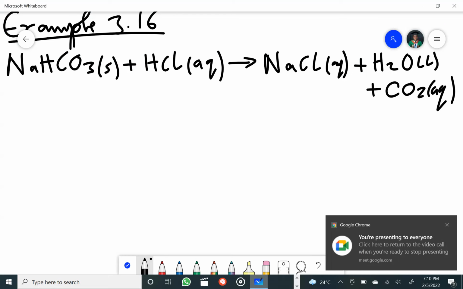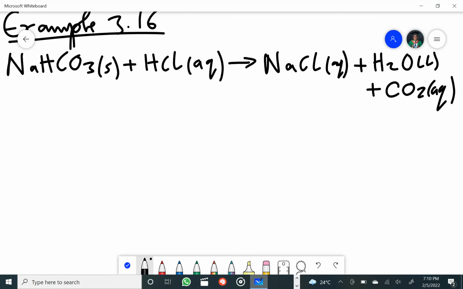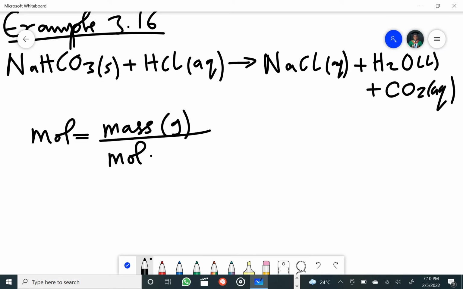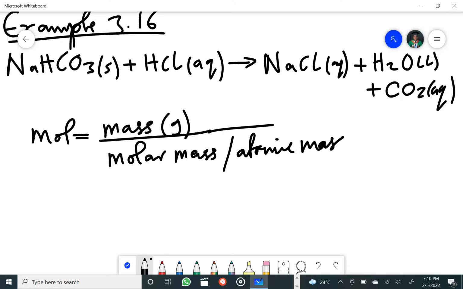So here what we're going to do is, we know that the masses we're working with is 1 gram. So let's first go for the sodium hydrogen carbonate. So we find the moles by saying mass in grams over molar mass. If you're talking about a molecule, it's molar mass, and if you're just talking about an atom, we call it atomic mass, isn't it? And this is in grams per mole.